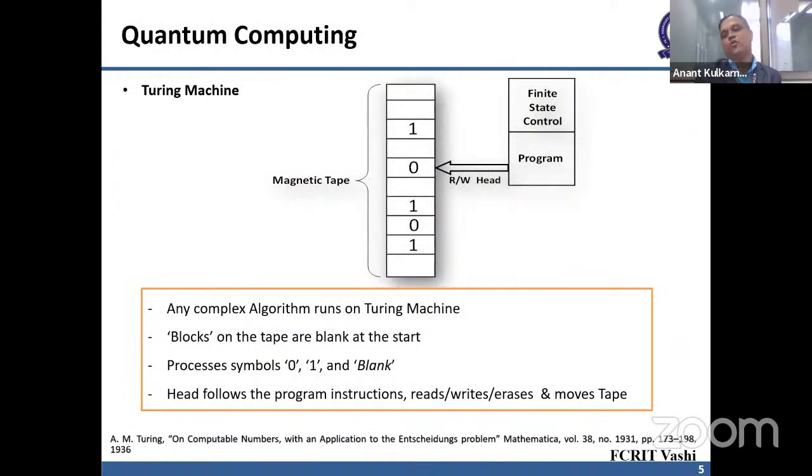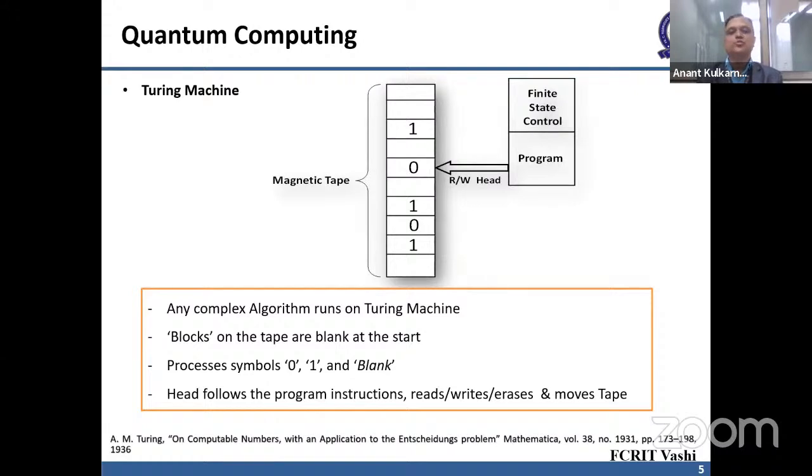Now, when we talk about computing, the basic machine is the Turing machine. What is this Turing machine? A Turing machine is a simple magnetic tape. The data is supposed to be stored in three forms: 0, 1, and blank. In the previous days, we would have heard of magnetic tapes having heads, and with the help of those heads, we are able to read or write data on those magnetic tapes. So any complex algorithm can run on the Turing machine with the help of the program and finite state control.